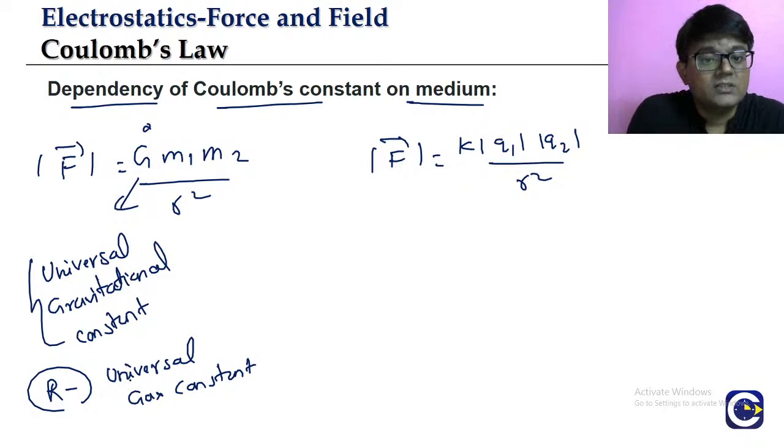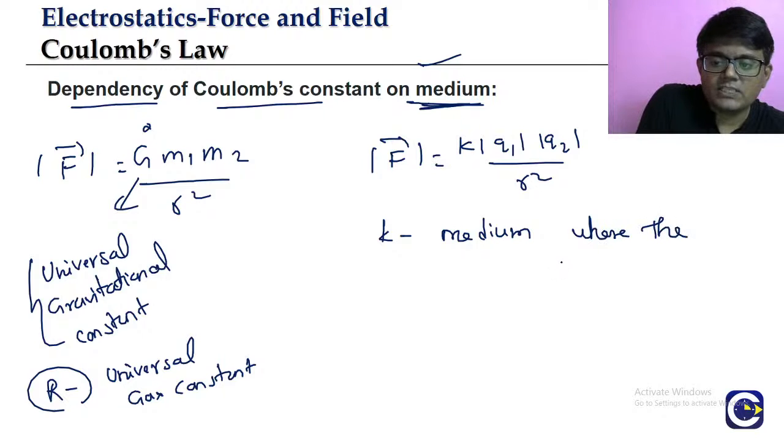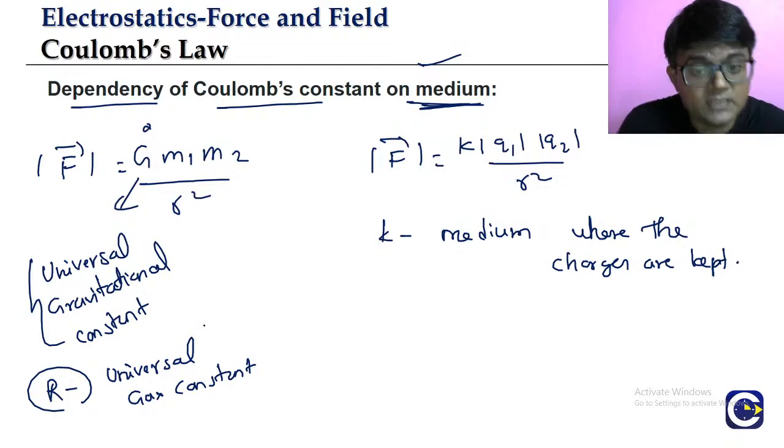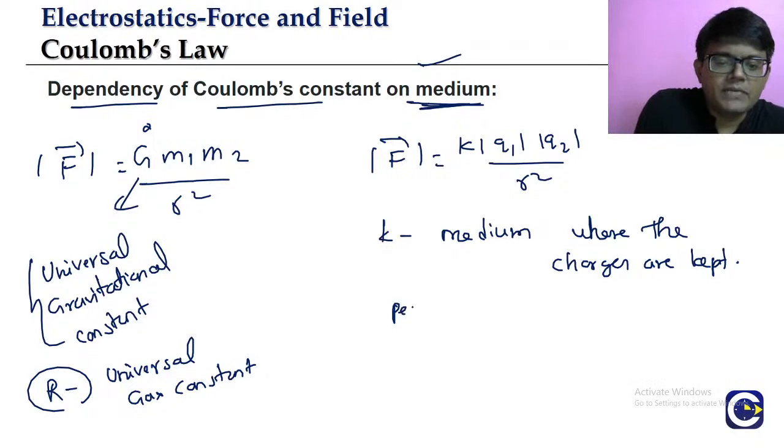So which means this Coulomb's constant will not always be a constant. It is going to depend upon something, actually the medium. It is going to depend upon the medium where the charges are kept. Remember, the Coulomb's constant depends upon the medium where the charges are kept. And here we are going to talk about one property of the medium which is related to electrical behavior. We will call that property permittivity.